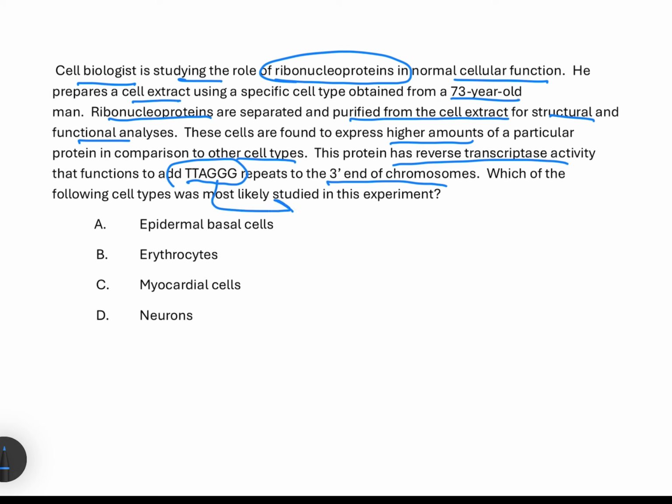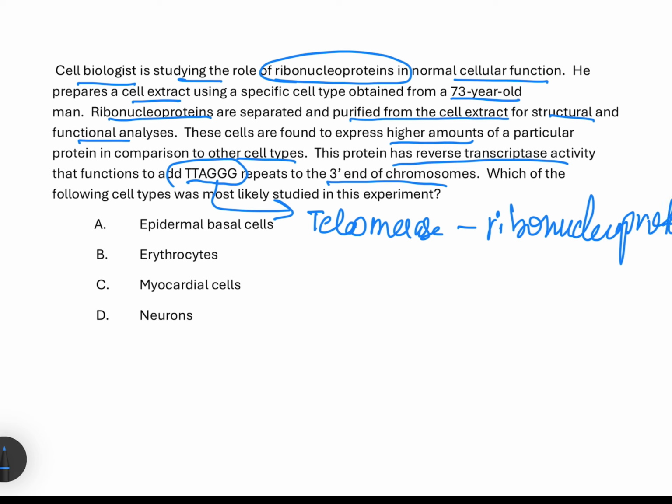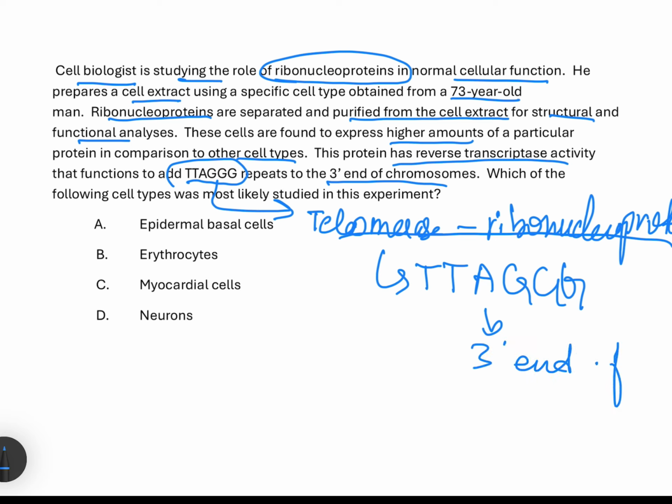The TTAGGG is a code that is added by telomerase. And if you guys know about telomerase, it is a ribonucleoprotein. The ribonucleoprotein that adds this code, TTAGGG, and repeats to the 3' end of chromosome. Already they mentioned that it is the 3' end of the chromosome, the telomere region.